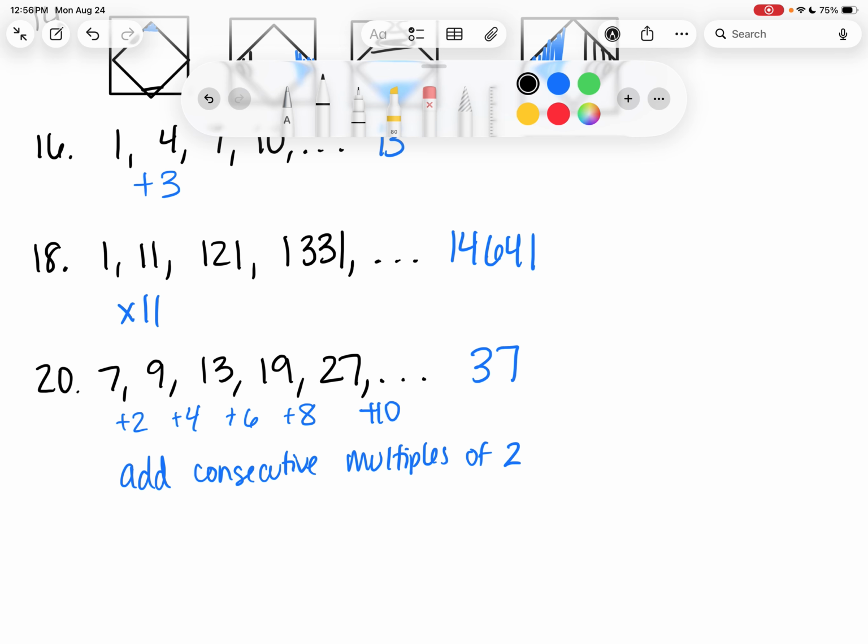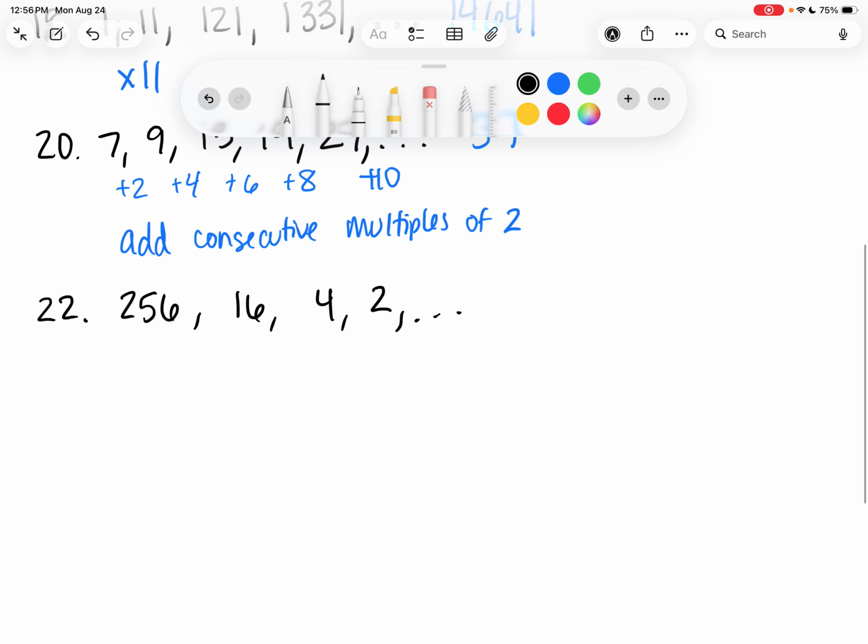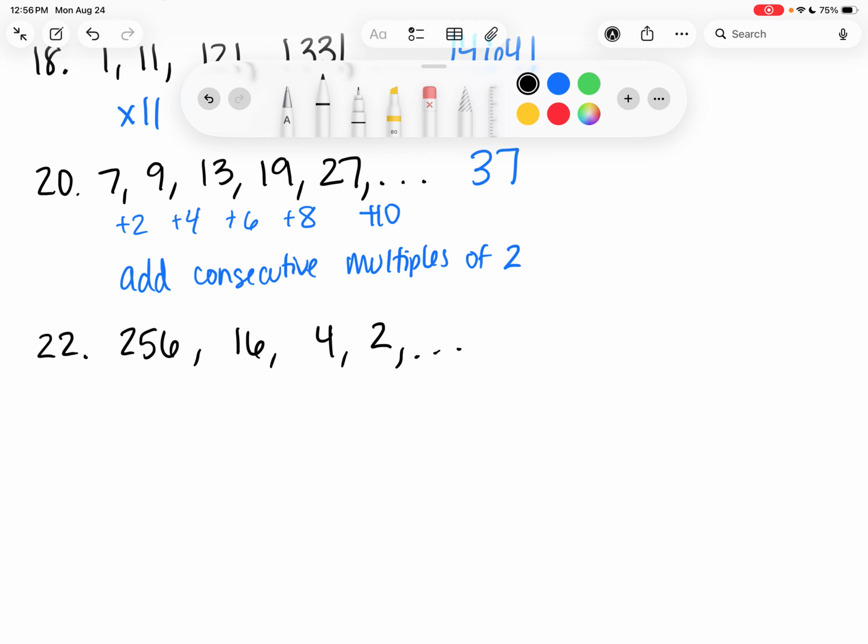Let's do one more because I think this one's a little bit more challenging. We've got 256, 16, or 2. Oh. Divide by it. This one's the hardest one for sure. Wouldn't you do times 1/4? Or divide by 1/4? No.